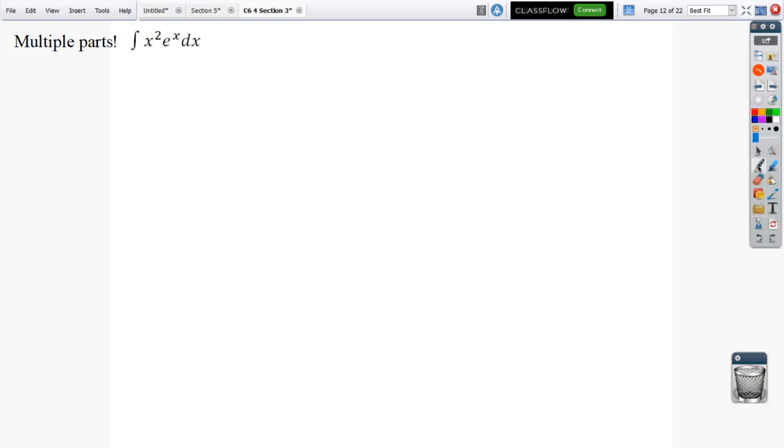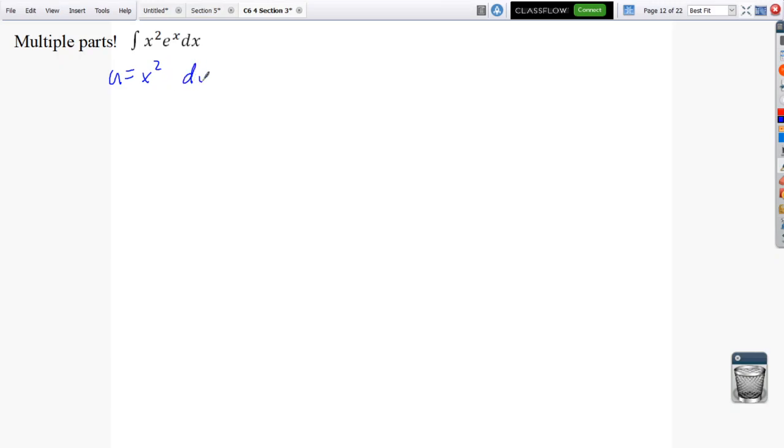So look in here. We're going to run through our LIPET. Do we have any logs? No. Do we have any inverse trigs? No. Do we have any polynomials? Yes. So that's our u. Our u here is going to be x squared. Our du is going to be everything else.